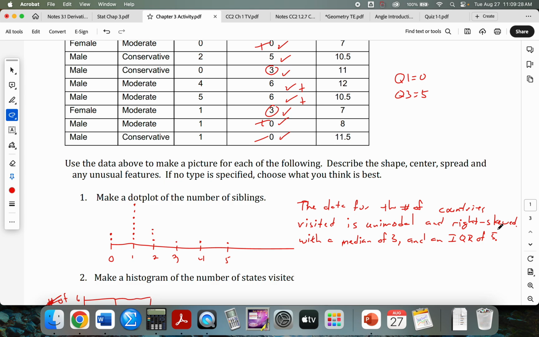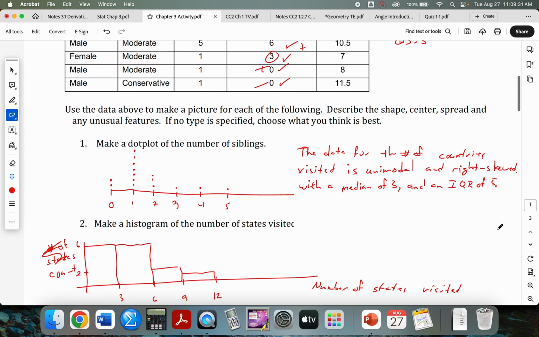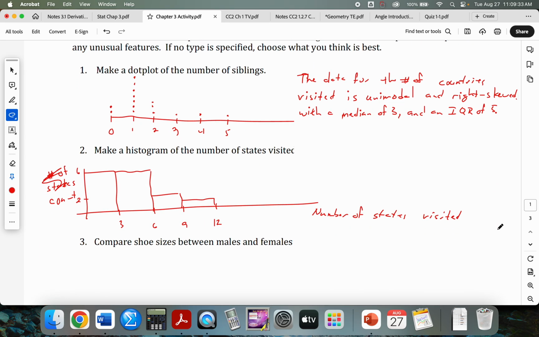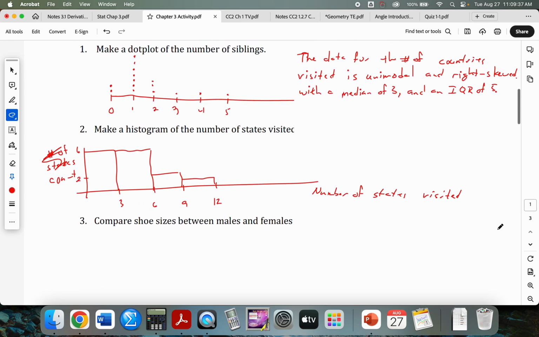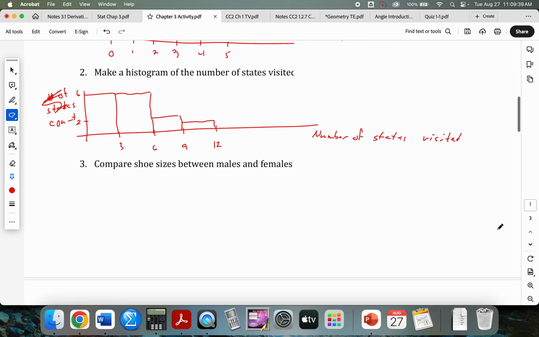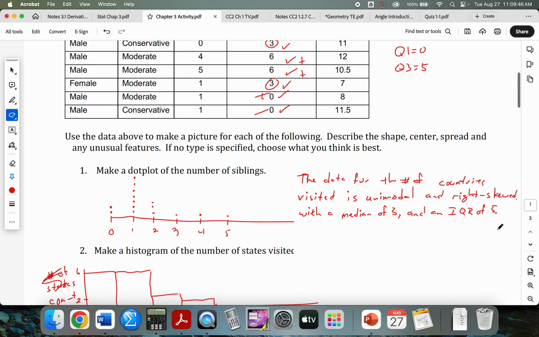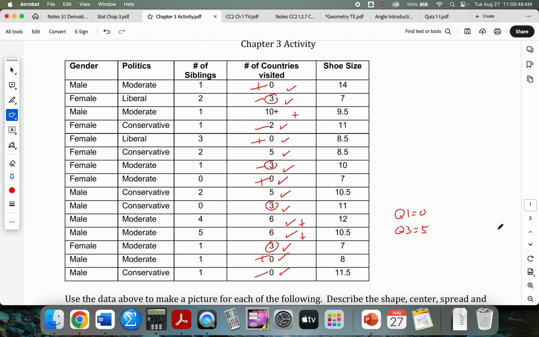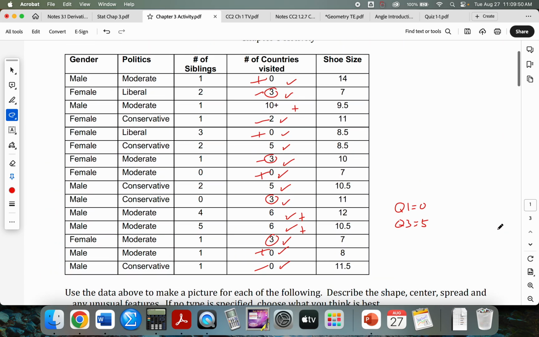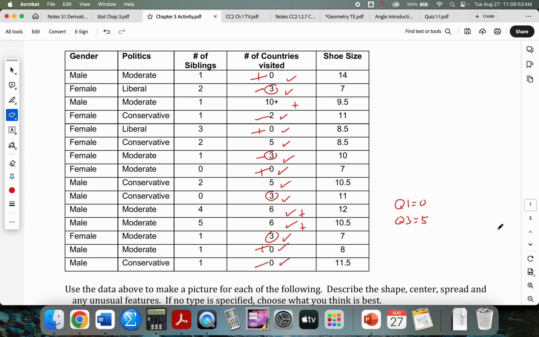So we've done shape, we've done center, we've done spread. Are there any real unusual features? We've already talked about it being skewed. There's not much else there. All right. Number 3, it says compare shoe sizes between males and females. But it didn't say what type of graph to use. So it's, to use a poker term, dealer's choice.